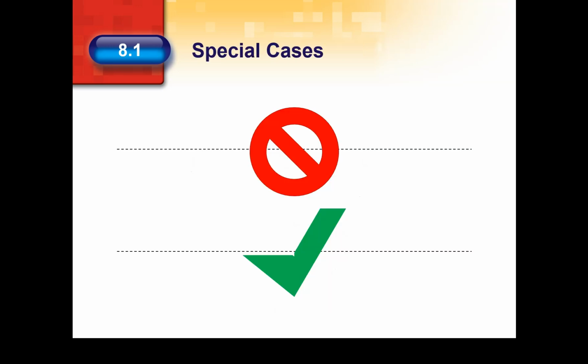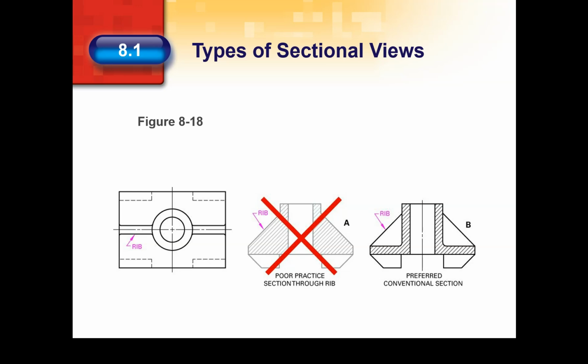Sometimes drafters make exceptions to the general section rules, and these exceptions have become standard practice. For example, although showing hidden lines in a section view is undesirable, it is allowed in special cases to improve accuracy and clarity. Ribs and webs are thin, flat parts of an object that are used to brace or strengthen another part of an object.